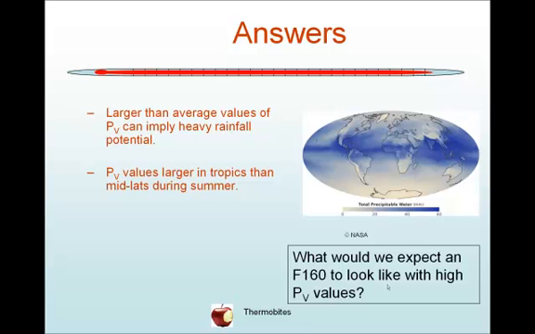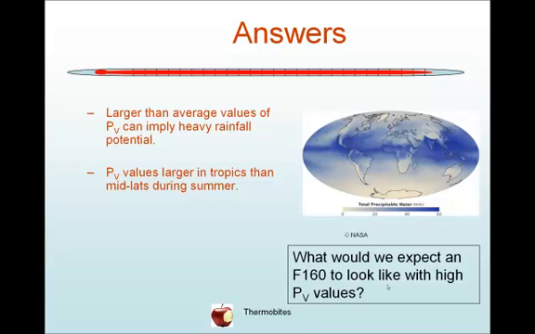Larger than average values of precipitable water can imply heavy rainfall potential. Remember that precipitable water is a column integral of the amount of water vapour. And so if all of that is realised, which we would be naive to assume would be the case, but nonetheless, if all of it was realised, the larger the value of precipitable water, the heavier the rainfall potential.